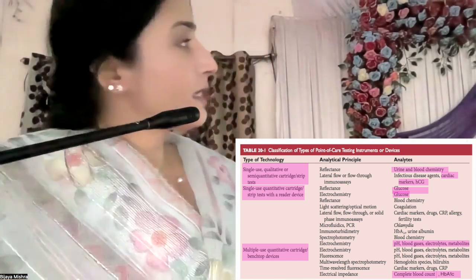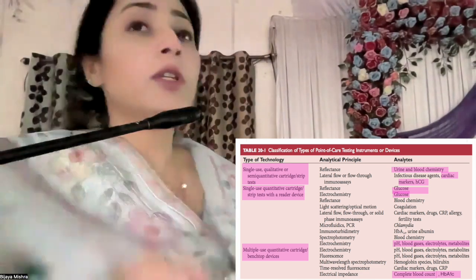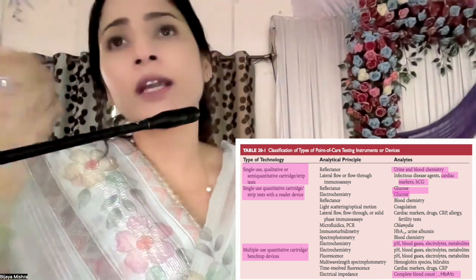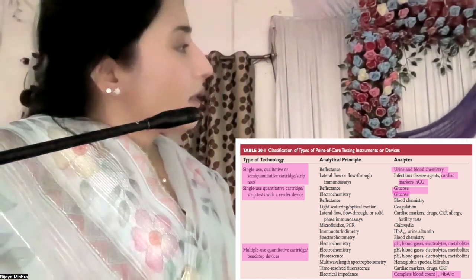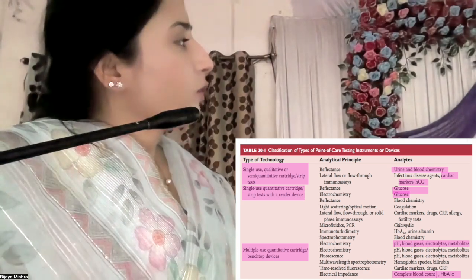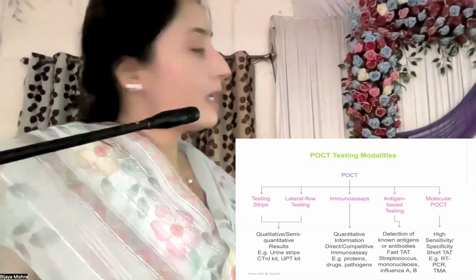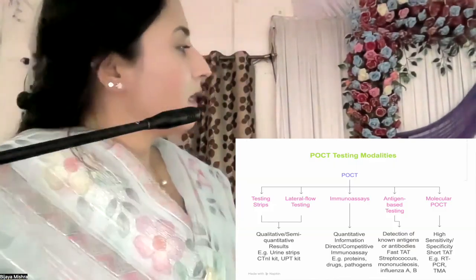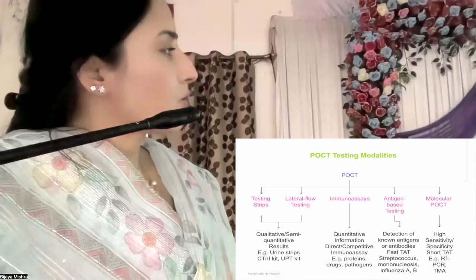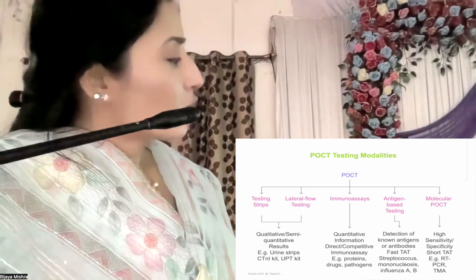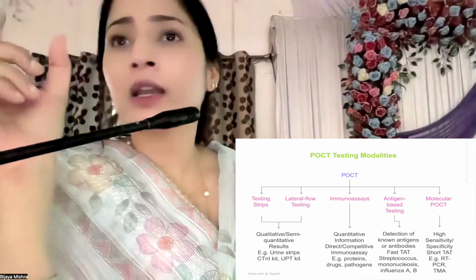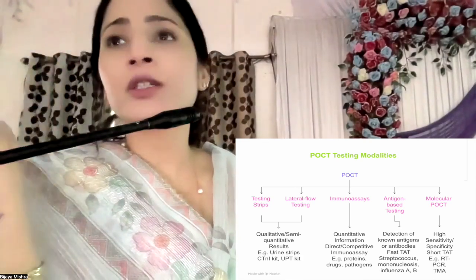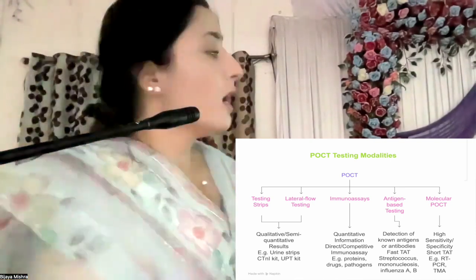And here are the various testing principles. Their different instruments are based on different principles of testing. So basically, the reflectance principle, the electrochemical principle, and lateral flow immunoassay. Here we can see the testing modalities, which are basically the qualitative or semi-quantitative strips, which are used for the urine strip. In emergency, we do a qualitative troponin I assay, where we get 2 lines and we say the patient is troponin positive.